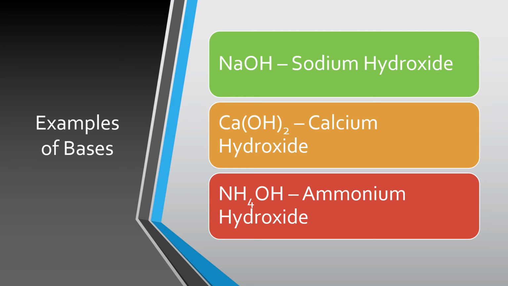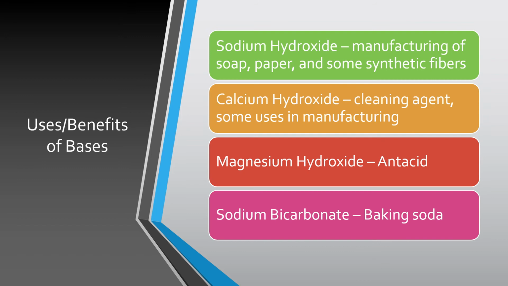A lot of bases have names that end in hydroxide, though this is not always the case, especially with bases that have common household uses. Like acids, bases also have a lot of uses and benefits, though bases tend to be a bit more industrial than acids. Sodium hydroxide, aside from being a very common base for lab use, is used in the manufacturing of soap, paper, and some synthetic fibers.